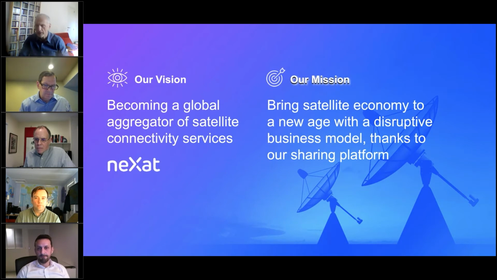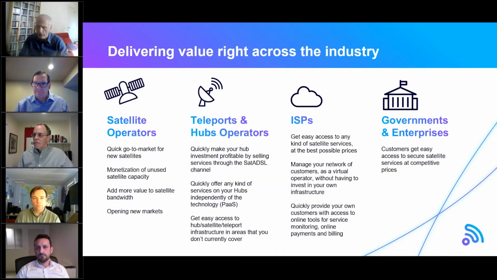But let's look at it a little bit from how it all started. We serve a number of actors in the value chain. Maybe next slide. Those are satellite operators, teleport and hub operators, ISP, and end customers, government, enterprises, and other customers. When we started around 10 years ago, we were focusing our attention downstream, ISPs and government and enterprises.